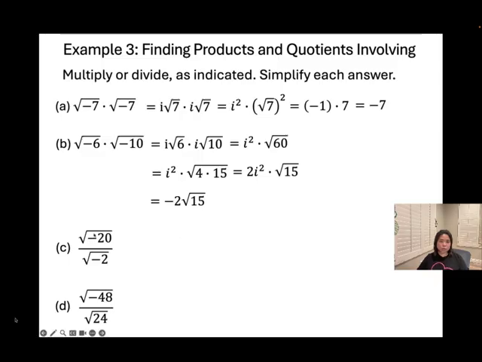Okay, C, that will be i√20 over i√2. The i, you could cancel out. And then, since this is a positive number, you could put it in the same radical. So that will be √10. Okay, this one, that will be i√48 over √24. And then, under the same radical, 48 divided by 24, which is going to be √2.